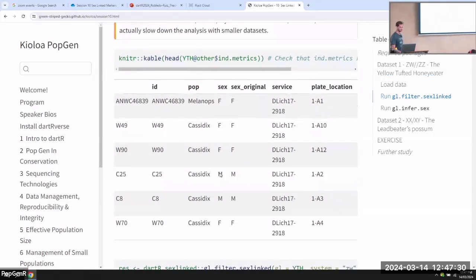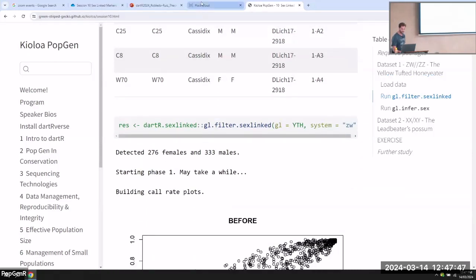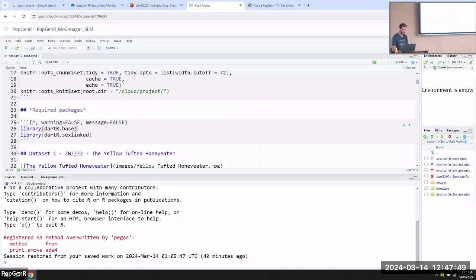So that's basically all you need. If you're interested in the future to look at your own data, just have that column in there, sex, all lowercase, and when you import it into Dart, it'll automatically be in that case. So let's actually see if that one will run now.